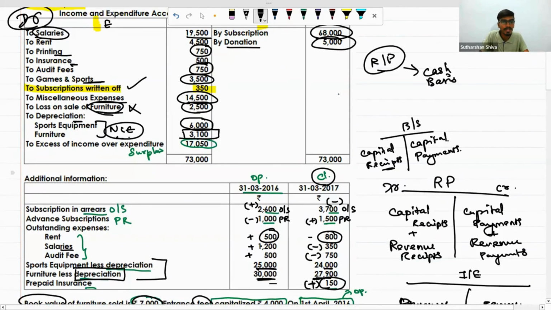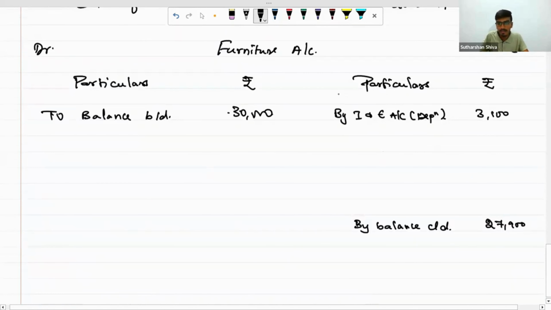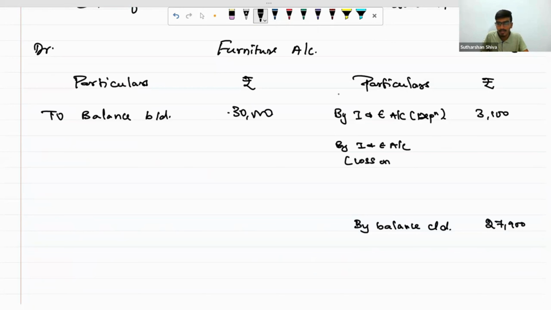And they have said that there is a loss on sale of furniture of 2,500. Which side is it on? Debit. To that respective account, it comes on the credit side. You should write "By income and expenditure account". In brackets, write loss on sale of furniture. What is the loss on sale of furniture? 2,500 is the loss on sale of furniture.